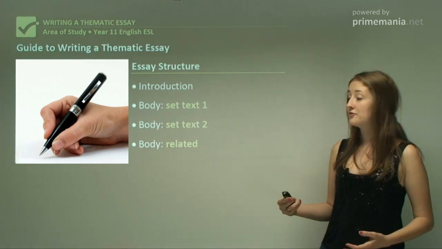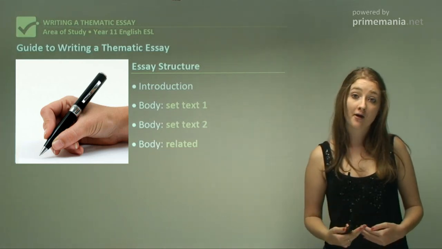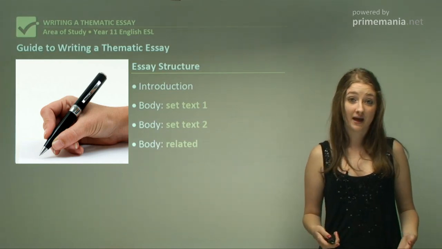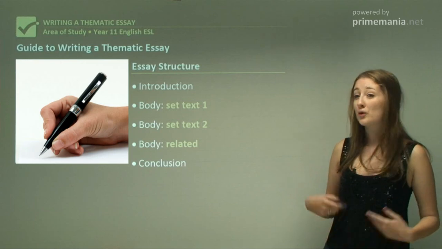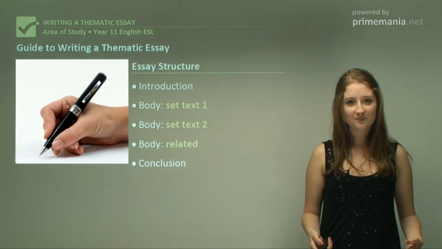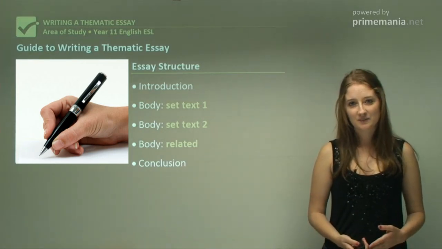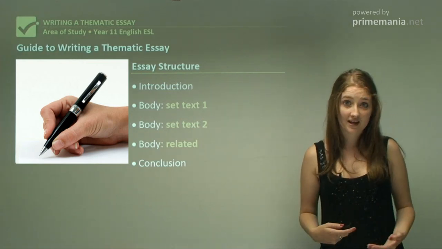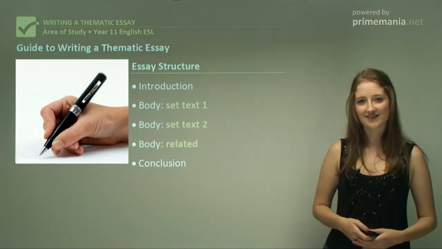So within this, you could perhaps do about 2 paragraphs per text, and if you find you can write more, write as much as you can. You then want to wrap up your essay with a conclusion where you're really summarizing your argument, linking together all your ideas, and concluding with an explanation of how your texts link to your area of study.